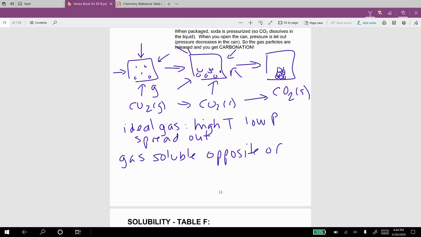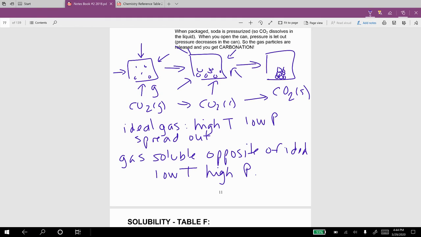And what is the opposite of ideal? Well, if ideal is high temperature, low pressure, right? Summertime, temperature's high, pressure's off. So then the opposite of ideal would be low temperature and high pressure, right? That's how they do the bottling of soda.